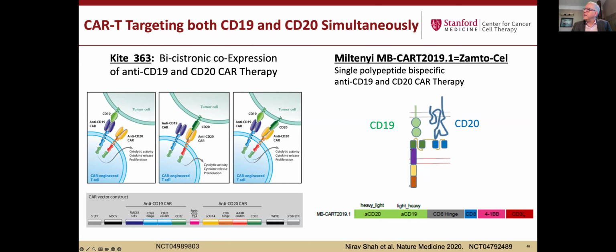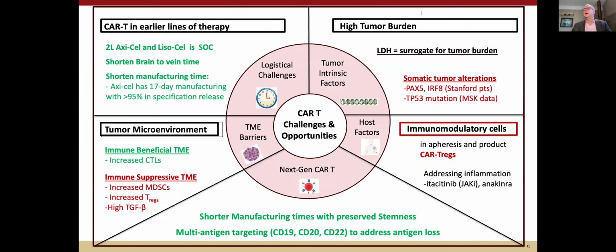And again, the other idea is to build the single polypeptide that binds to two different antigens on the same one molecule. Miltenyi is a company that has made a molecule like this, and I've been actively involved in this clinical trial, the Zamtocel. And these studies are ongoing, and I always encourage people to participate in clinical trials. Two antigens seems to make sense going forward.